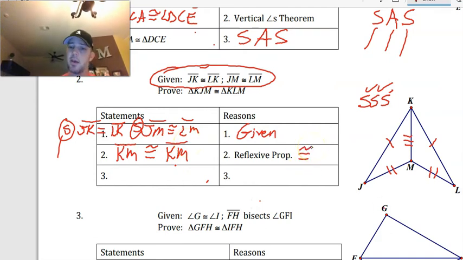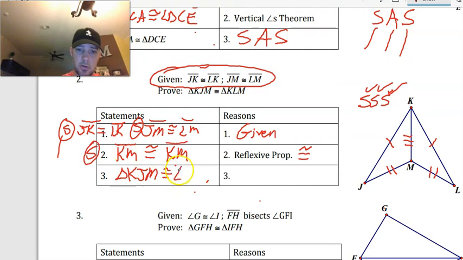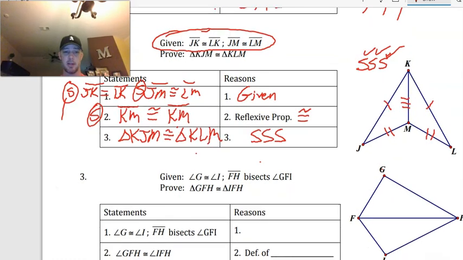I would add that on there. And then now that we have our third piece, we have that side right there as well. We have all three sides. We can now say that triangle KJM is congruent to triangle KLM by side, side, side. All right, let's find one more to do before I just give you guys some answers to these, and go to the other page.